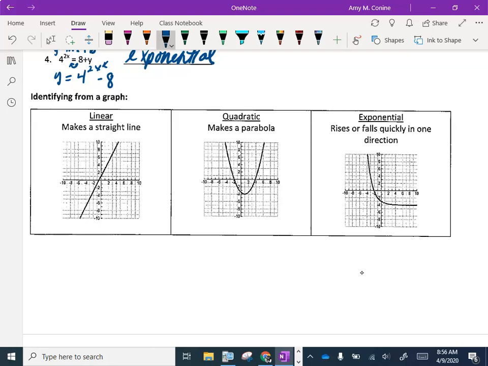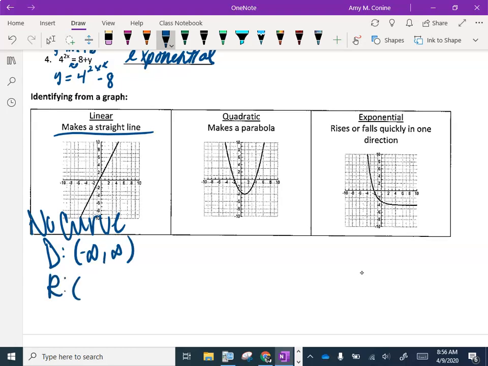So linear, it makes a straight line. There's no curve. Okay, there's no curve at all. Your domain, remember, will be all real numbers. So negative infinity to infinity. Range, same thing. It should be negative infinity to infinity. Quadratic, it makes a parabola. So you will either have it facing up or it'll be facing down.